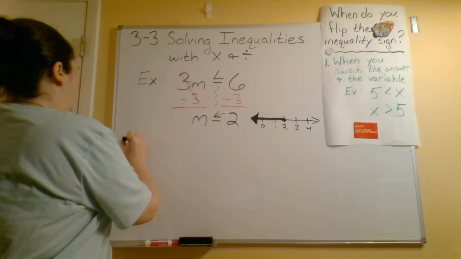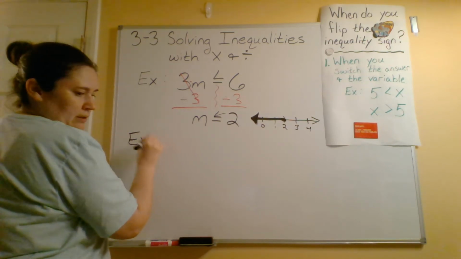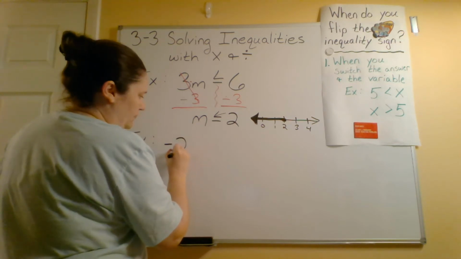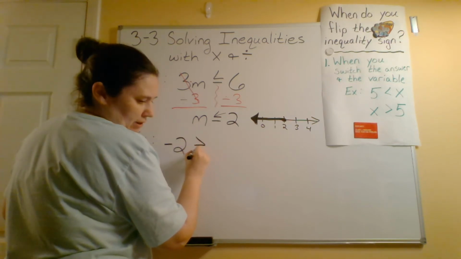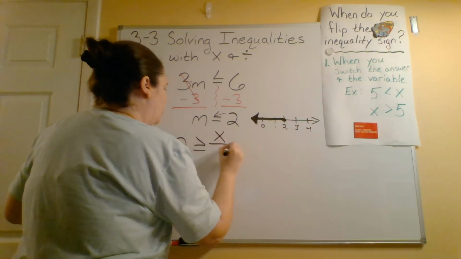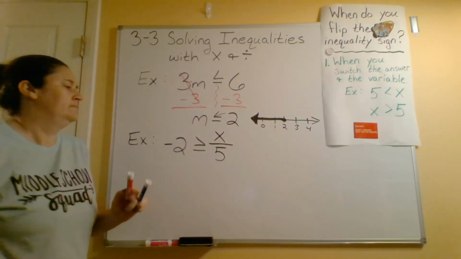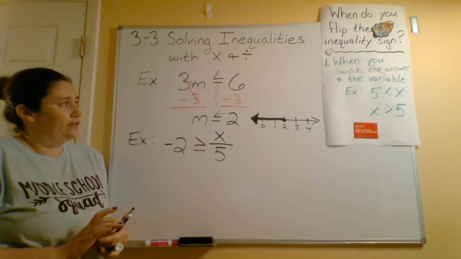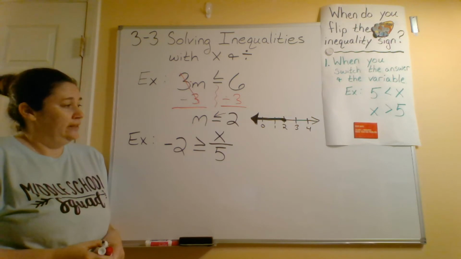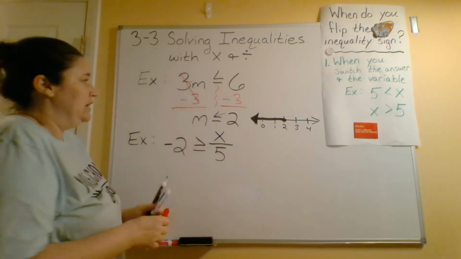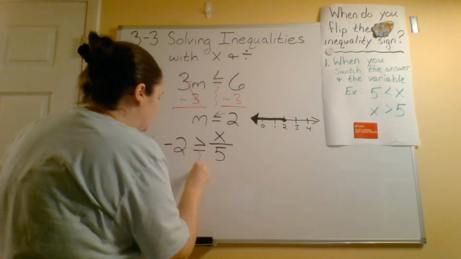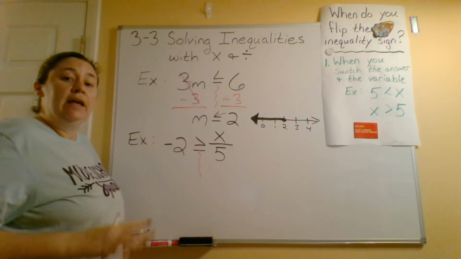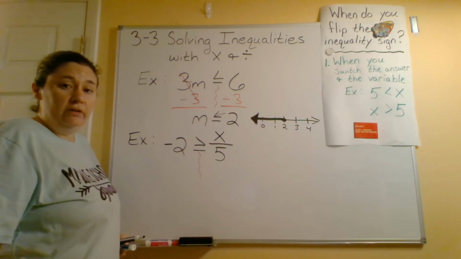Let's do another example. How about -2 is greater than or equal to x over 5. Let's solve this inequality. If this were an equation, we would find the variable and see what's being done to it and do the opposite. And that's exactly what we do with an inequality too.